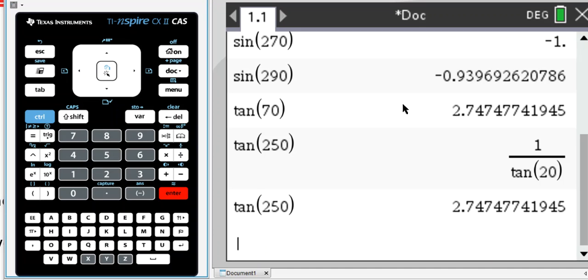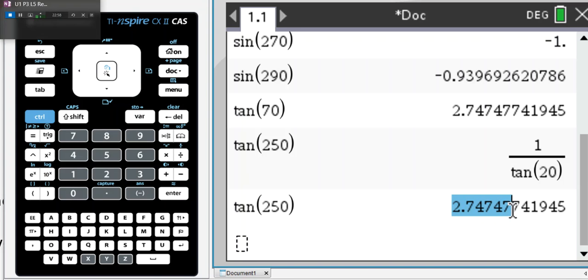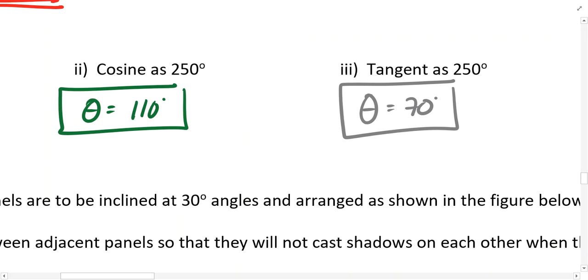And when I use my calculator to check, you can see that tangent of 70 degrees is 2.7, and tangent of 250 is also the same, 2.7474. So I think that does a nice job of completing that question.